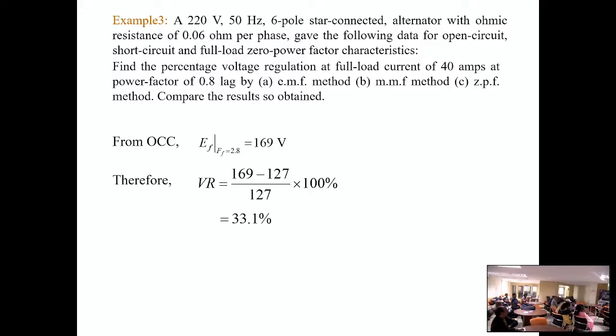There are two voltage regulations. One is VR up, VR down. Voltage regulation up and voltage regulation down. So both can be found out here in this case. VR up and VR down. Yes. It is 169 minus 127 by 127. Another one is 169 minus 127 by 169.